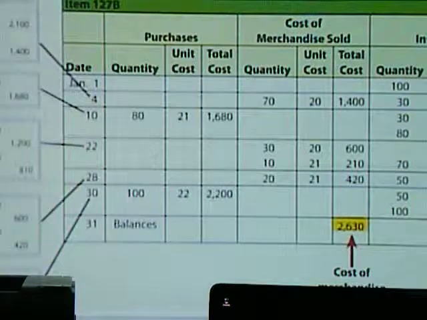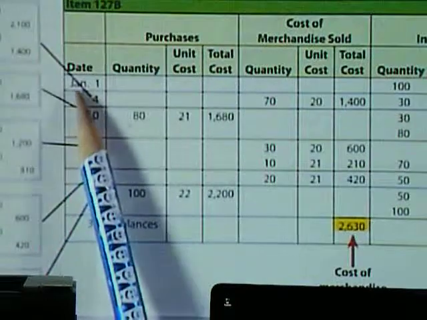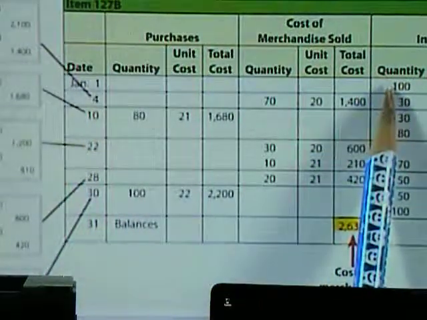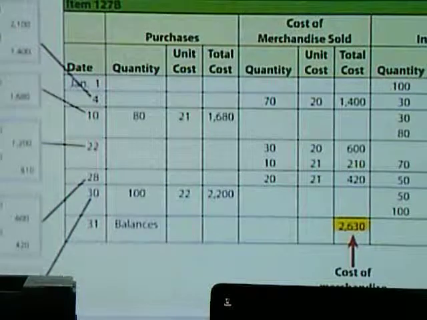Now, we needed to record our inventory, so on January 1st, we put our beginning inventory into the system, and it happens to be 100 units at a cost of $20 each. So we now have a total cost of inventory of $2,000. To put the inventory in, on January 1st, we put in 100 units that cost us $20 each for a total of $2,000.